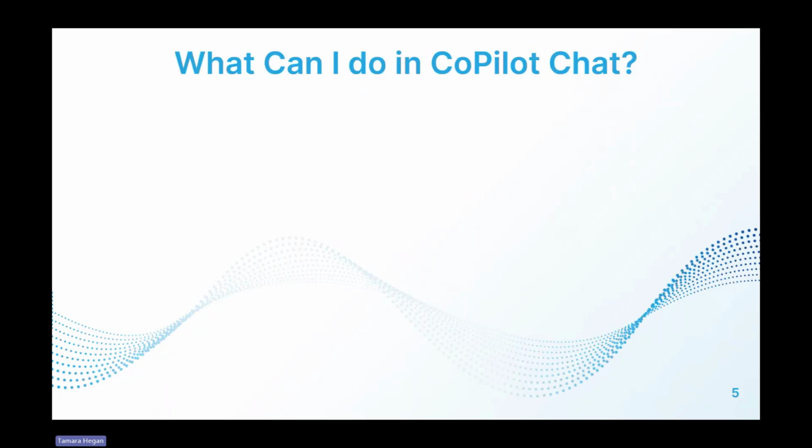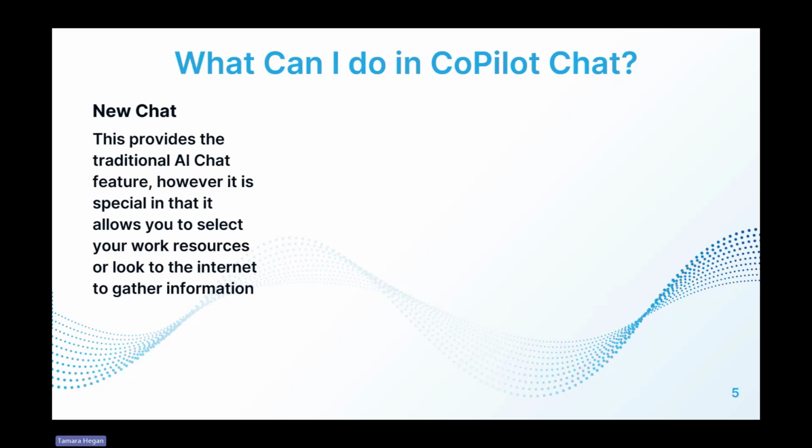So people ask, what can I do with Copilot Chat? Well, you can start a new chat. That's the traditional prompt and response threaded conversation that you can have with your AI chat feature in Copilot Chat, and it allows you to select whether the chat is going to look toward just your work resources that are stored in M365, or if you want it to look for information in the wider world through the internet, etc.